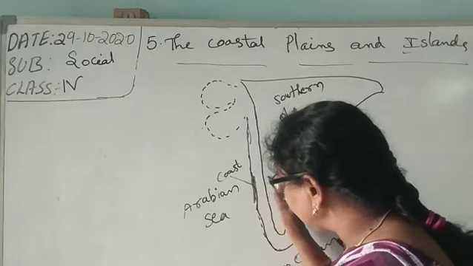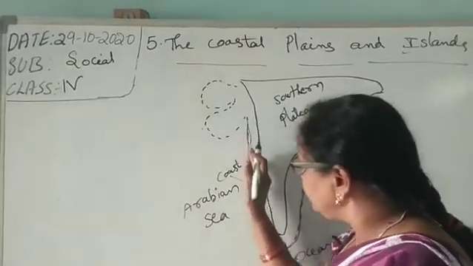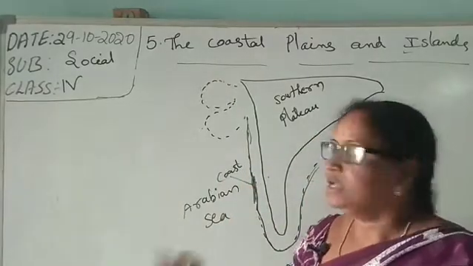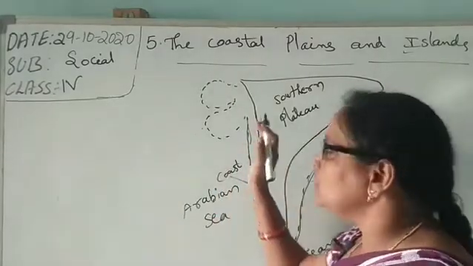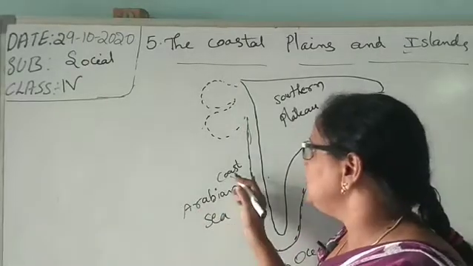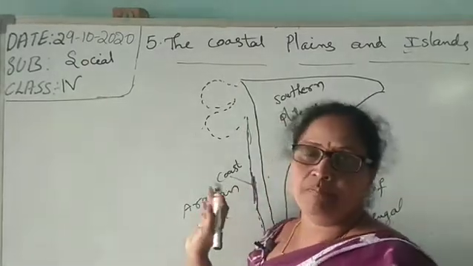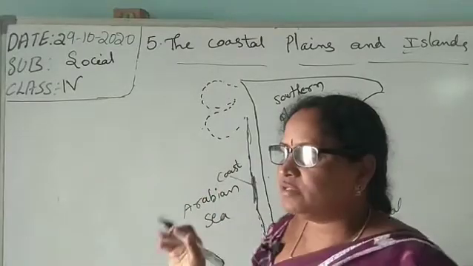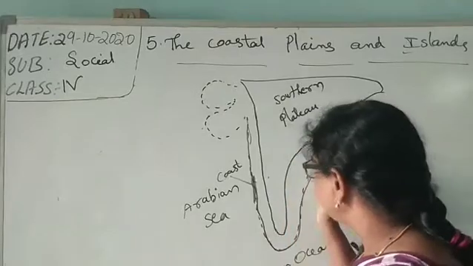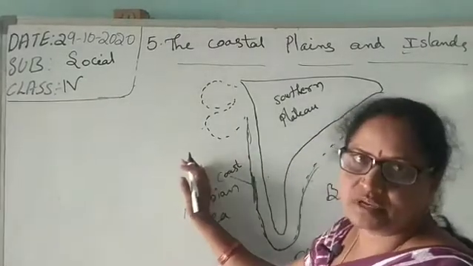This side is land. This side is water. In the middle of this water and land, the border is a coast. These are the coastal plains and islands. This area became a plain because of plenty of water. These are the coastal plains of India: the eastern coastal plains and the western coastal plains.